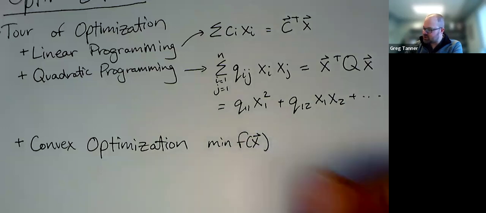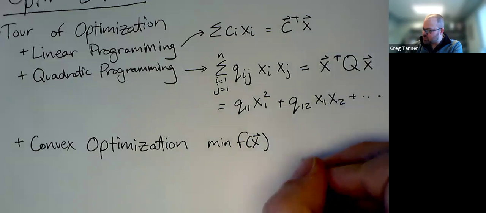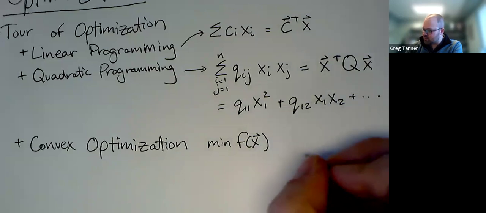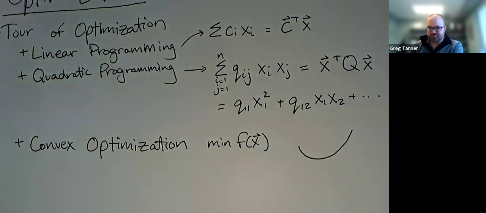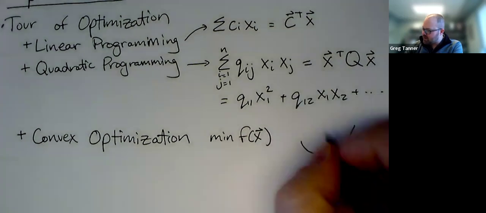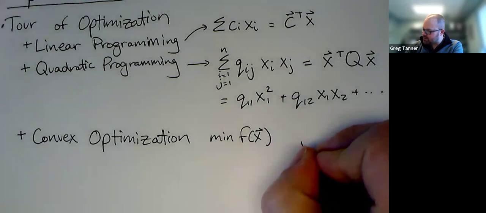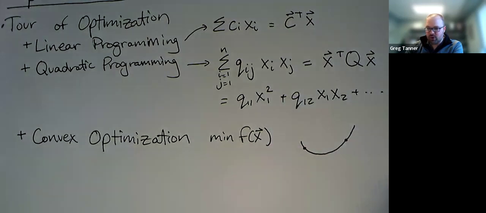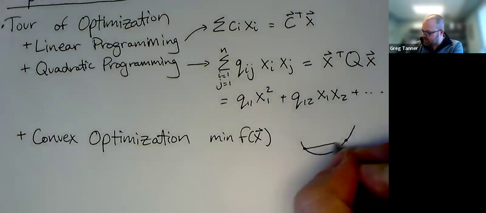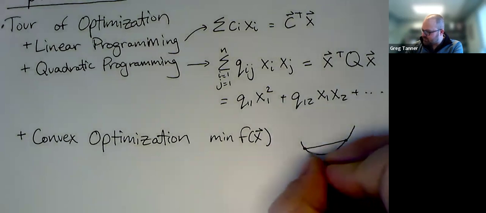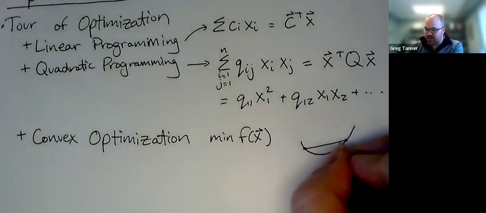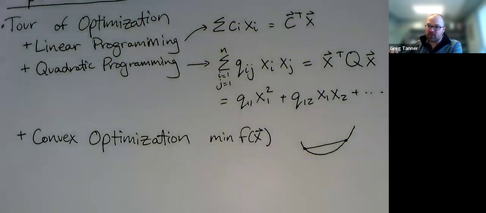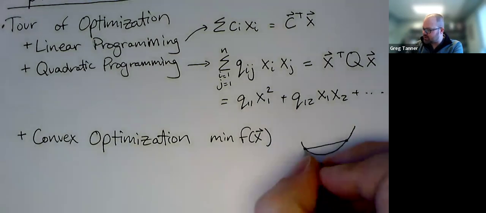A convex function is one that, in 1D, maybe it's easiest to see, is kind of, well, concave up. But the important thing about a convex function is that if you take any two points and connect those two points, the function is always beneath the line or plane or hyperplane connecting those points.